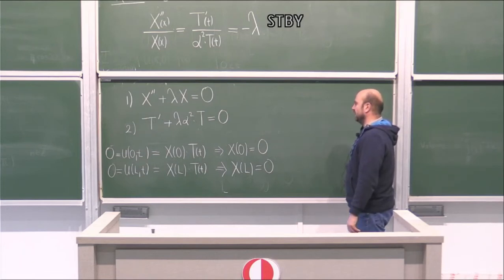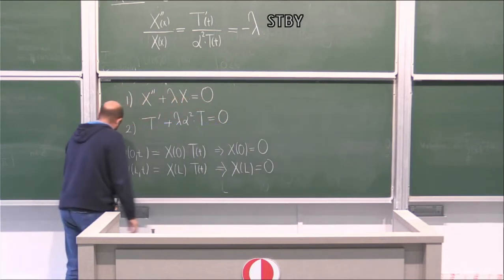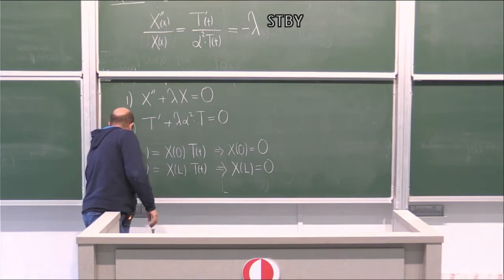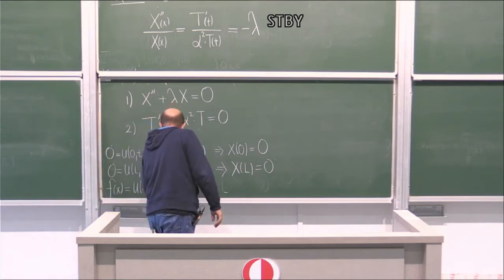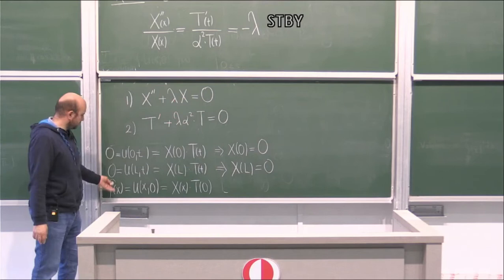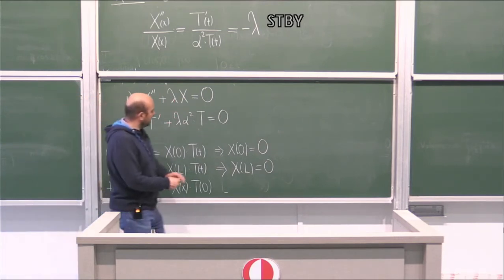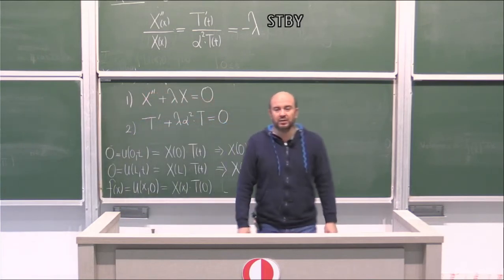Okay? And finally, how about the initial condition or the other boundary condition? So we have f of x, and that is u of x, 0, which says that we have X of x times T of 0 is equal to f of x. Since this may be non-zero, I cannot say anything further. But at least I got the following thing: X of 0 and X of L must be 0 for non-trivial solutions.